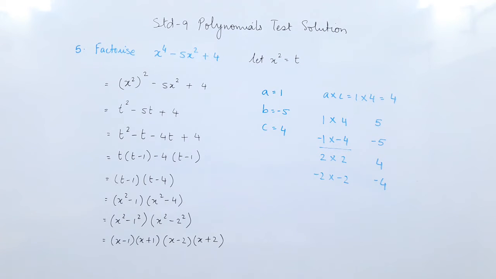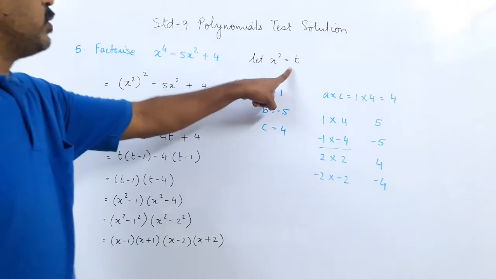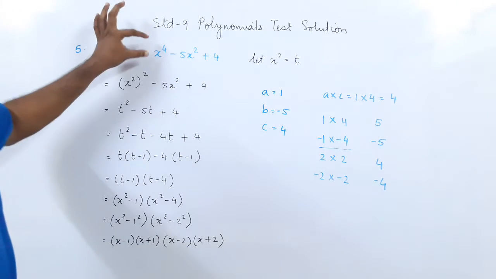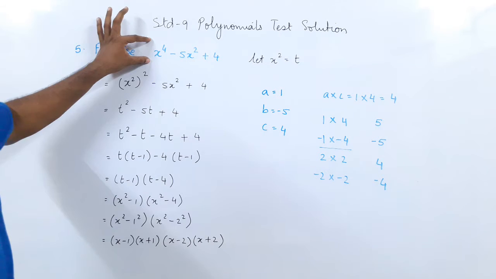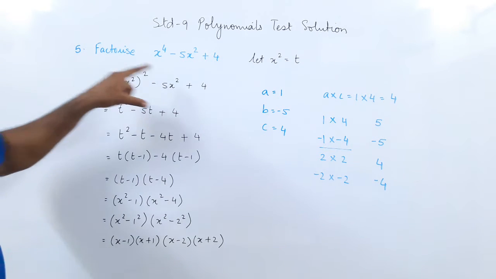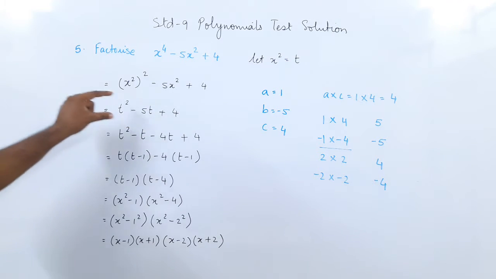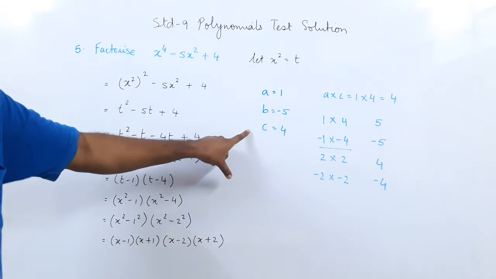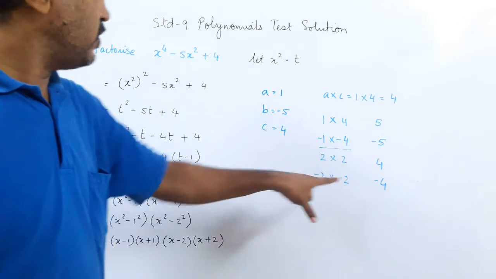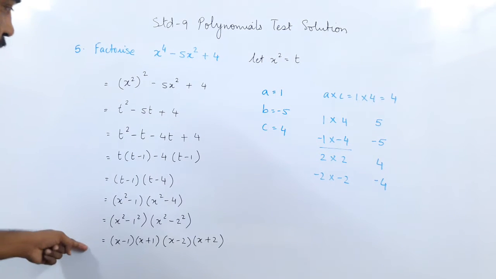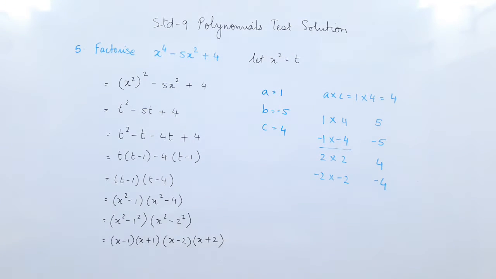Okay. So what did I do here? I took a supposition, let x square equal to t. Why did I do that? Because this was in the power 4. So to make it a quadratic polynomial, I took x square equal to t. And then this became a quadratic polynomial with degree 2. So a into c I found the factors, I solved it further and I got the equation. So look at this sum carefully, practice this sum for the next test.